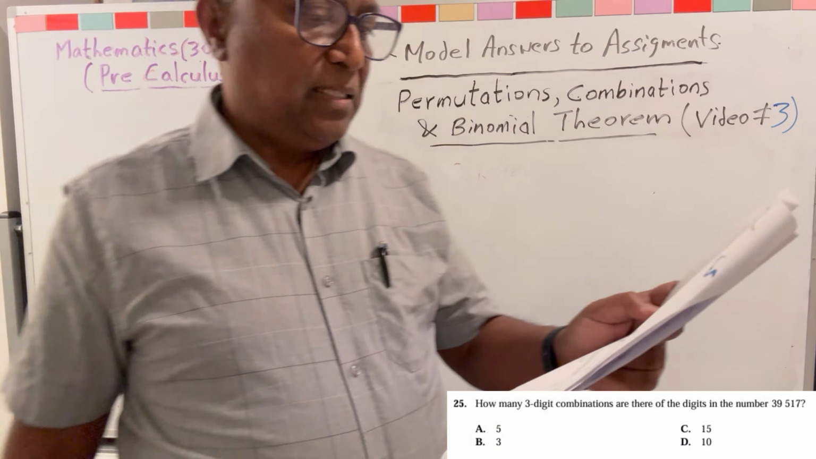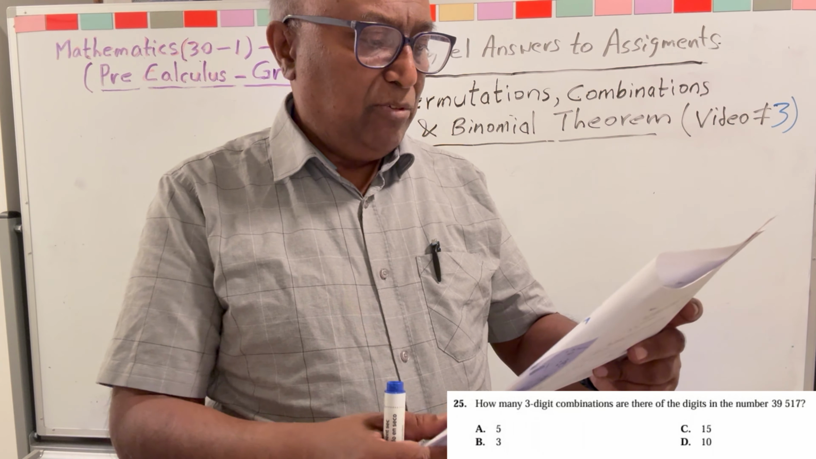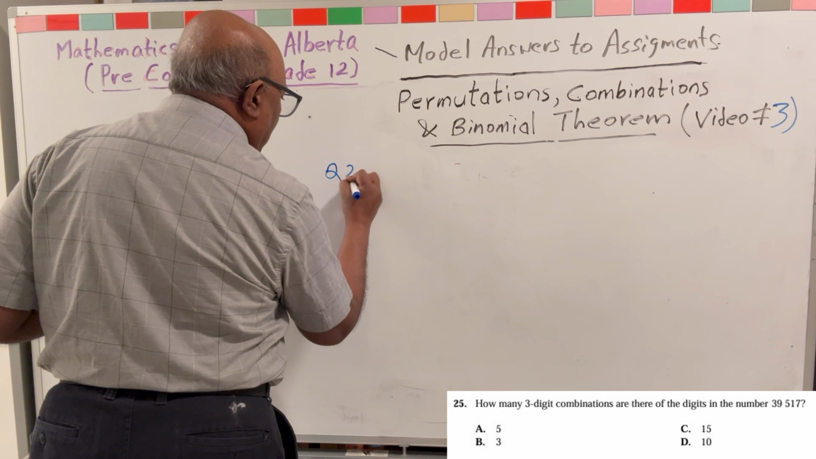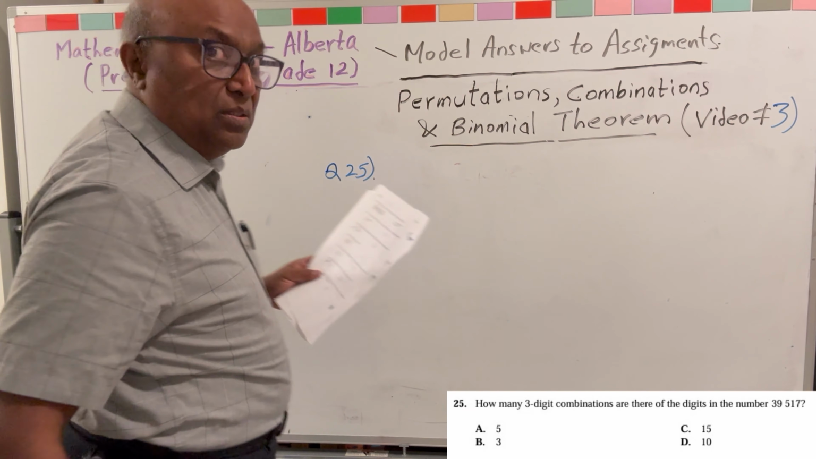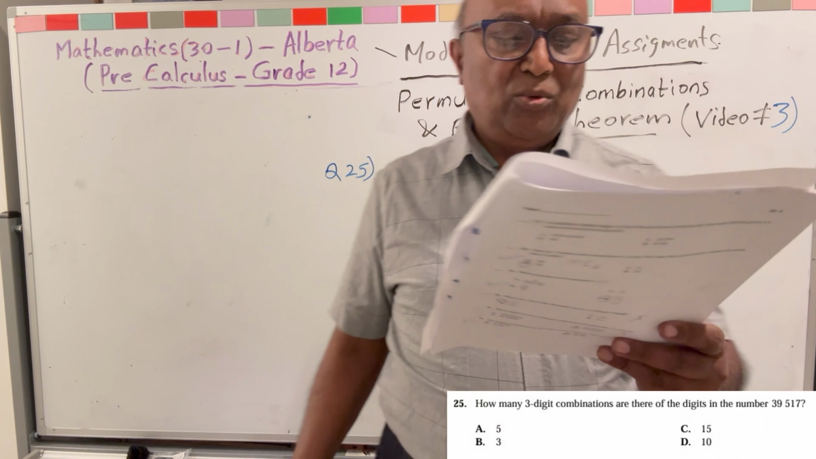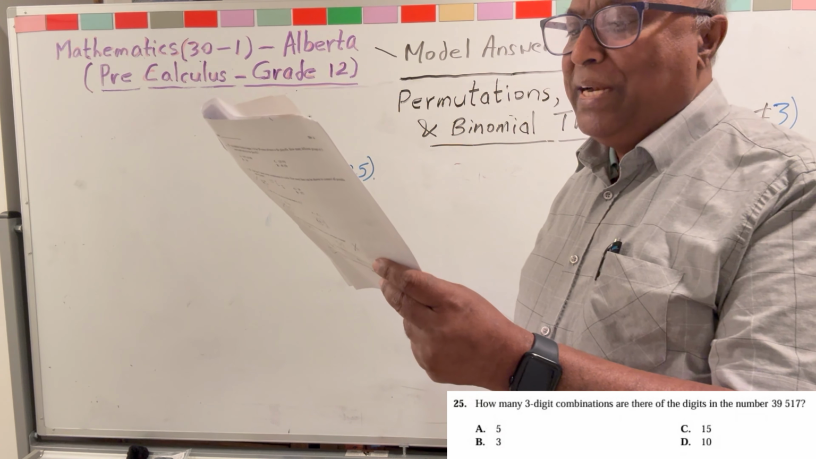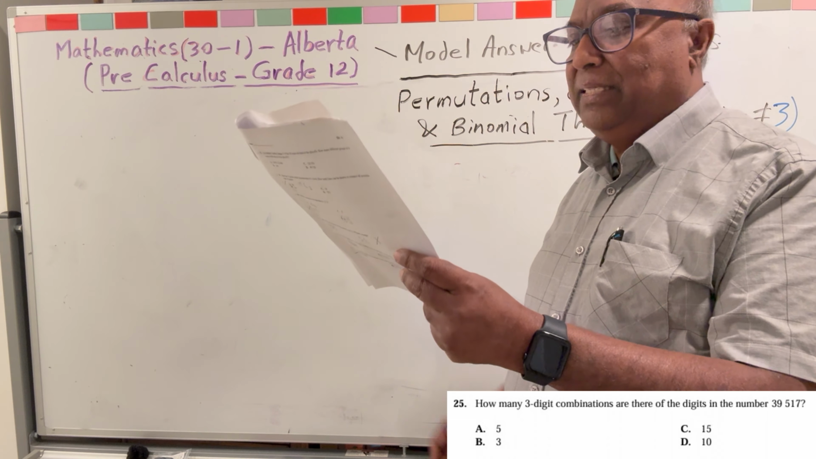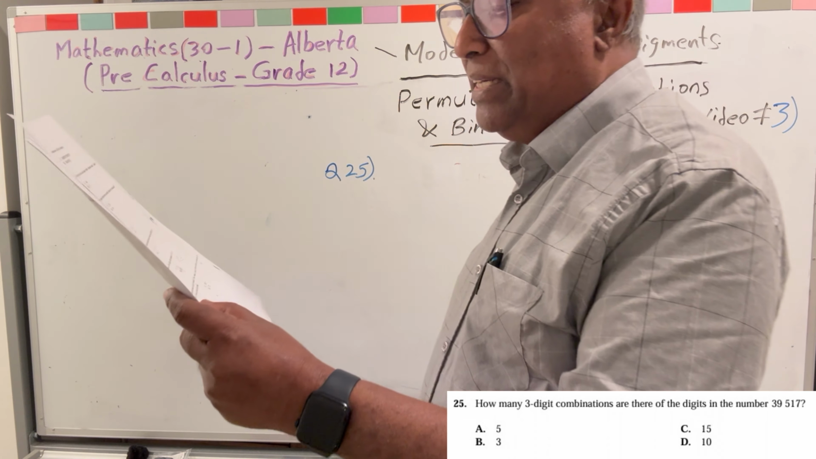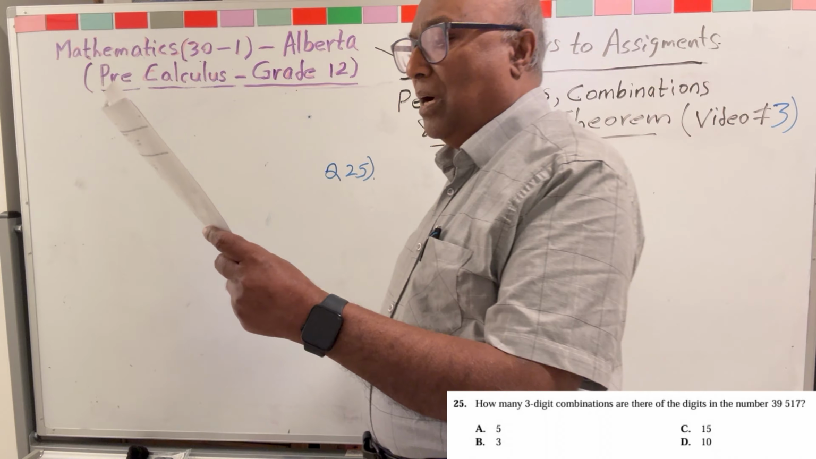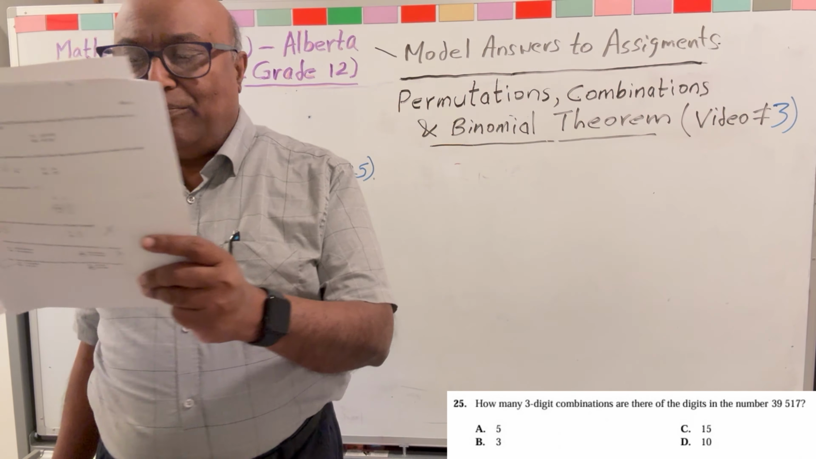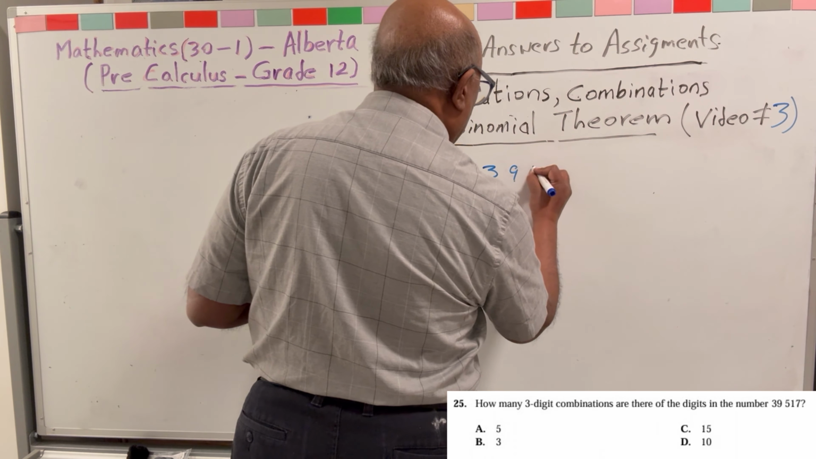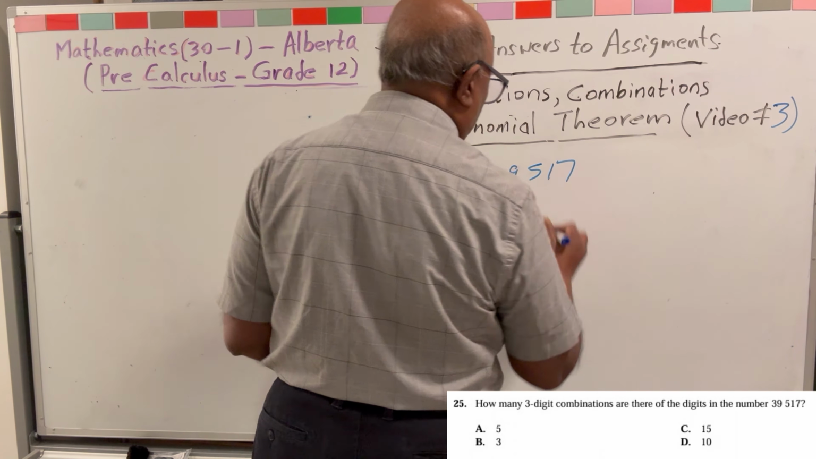Okay, now let's select another question. I will go to question number 25. What does it say? How many three-digit combinations are there of the digits in the number 39517? This is very straightforward.